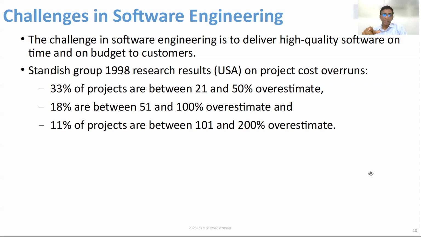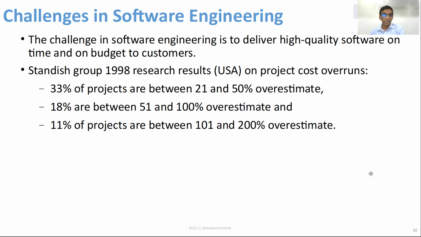this is from 1999, by the way, right? 33% of the projects are between 21 and 50% overestimated, right? So 33%, almost 1/3 are overestimated. What do you mean by overestimation?